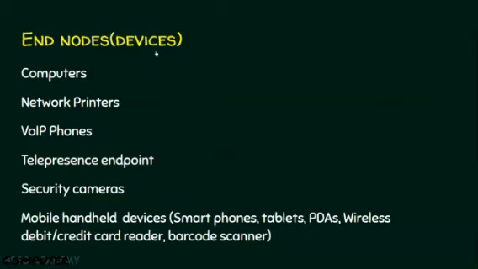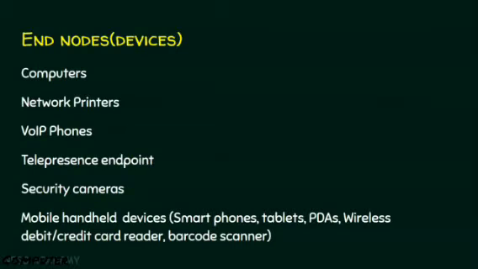End nodes are the nodes that are going to be the starting point in the communication or the end point in the communication. If two devices want to communicate with each other, the device which initiates this communication is an end device, and the device which accepts the communication at the final stage is an end device. And these two end devices are going to communicate with each other with the help of some intermediary devices.